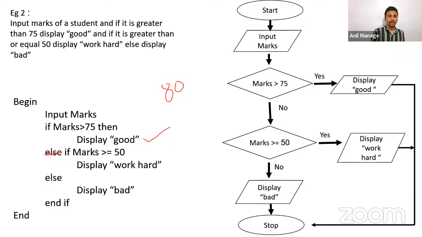Then what happens? If marks greater than 50. 80 is greater than 50. So what happens? It shows this too. It will show good and work hard both. So that's totally wrong. You don't get marks. So remember, some questions you need to have several if conditions. In some scenarios, some questions you need to have if, else if, and all. Right? So it depends on the question. If you need to check again and again the same condition, you need to have if. But if you need to check only one condition out of several, you need to have else. Remember that. Okay.